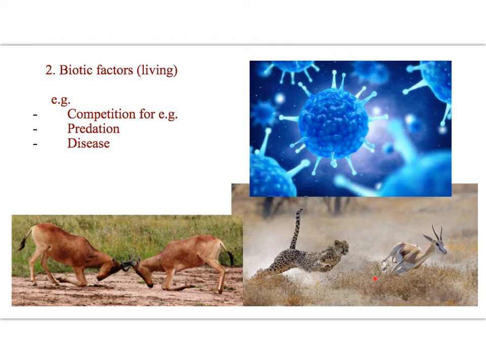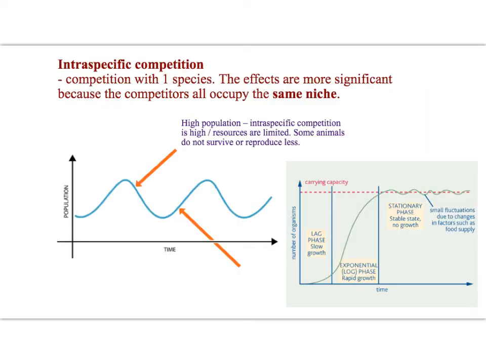There's also predation as well, and we'll look at predator-prey cycles in the next video, and disease can also cause dramatic drops in population size. So we looked at the population growth curves before. So intraspecific competition, so you need to know the difference between intra and interspecific competition. Intraspecific competition is competition within one species. And they all compete because they all occupy the same niche.